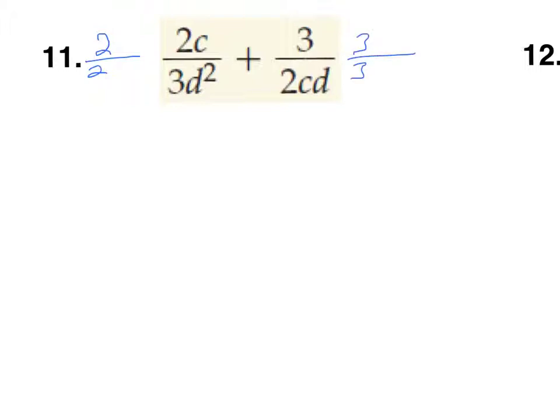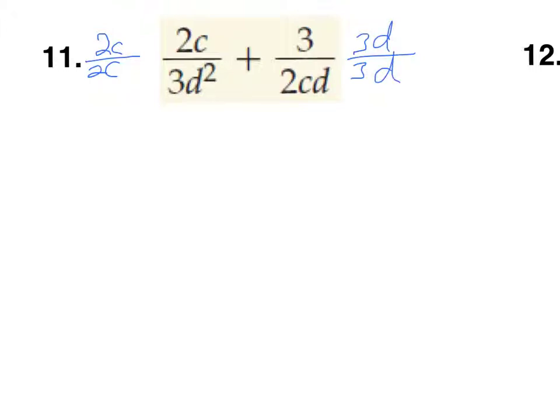Alright, now that will make both these numbers equal 6, but what about the letters? Well, for instance, the second one has a C, and the first one does not have a C. I can't get rid of that C, but I can multiply it by the first fraction. Now let's look at the d's. This one has d squared, and this one just has d. I can't get rid of that d squared, but I can multiply the second one by d.